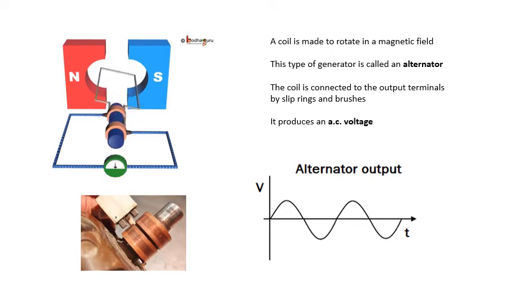The difference between the two types is the way that the coil is connected to the output. And in an alternator, you've got things called slip rings, and you don't need to know. Okay, but slip rings and brushes, it's a sliding contact. You need to remember alternating current AC and be able to sketch that diagram.